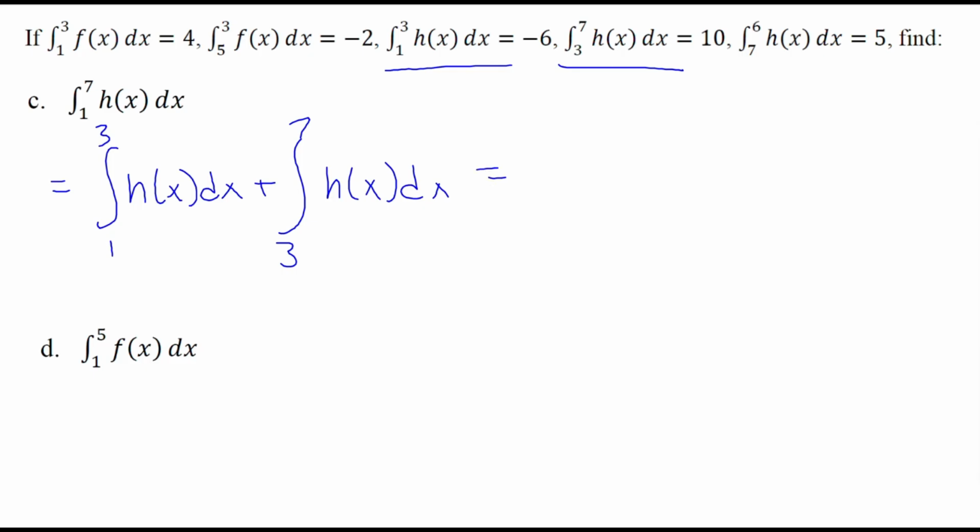So from 1 to 3, h is negative 6. From 3 to 7, h is 10. We'll just add negative 6 and 10 together to get 4.